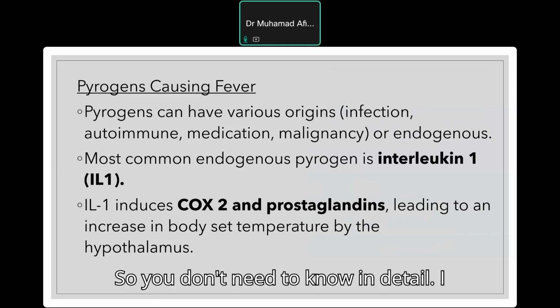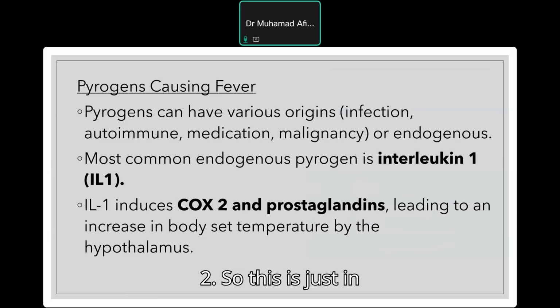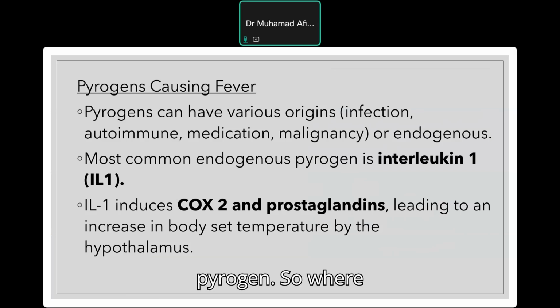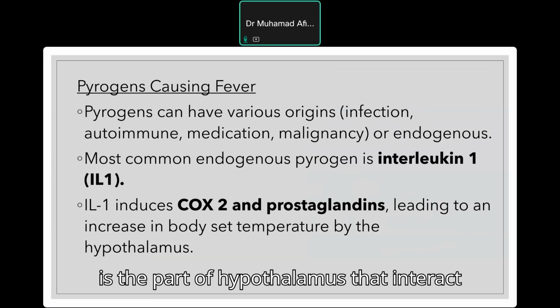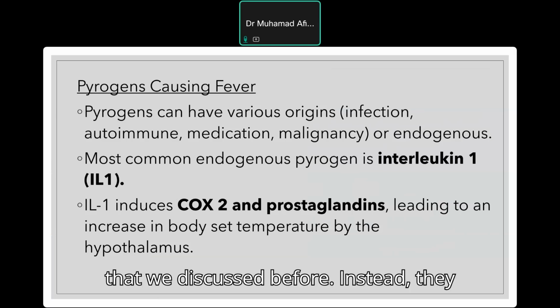You don't need to know in detail. I think you covered more during your course 2. This is just in relation to the hypothalamus. The hypothalamus interacts with the pyrogen. So where is the part of the hypothalamus that interacts with pyrogen? It is not the thermoregulation center that we discussed before.